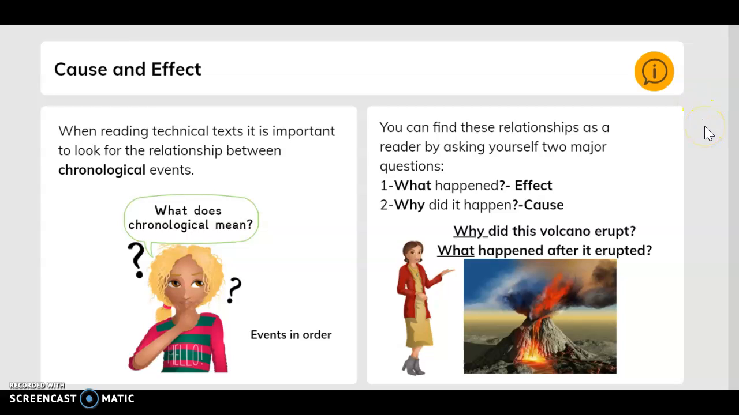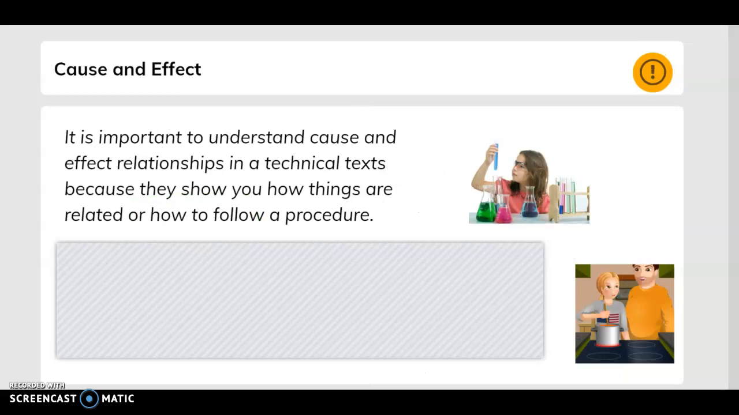You can find these relationships as a reader by asking yourself two major questions. What happened, which is the effect, and why did it happen, which is the cause. Why did this volcano erupt? What happened after it erupted? It is important to understand cause and effect relationships in a technical text because they show you how things are related or how to follow a procedure.